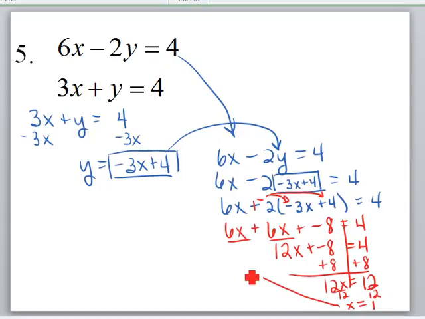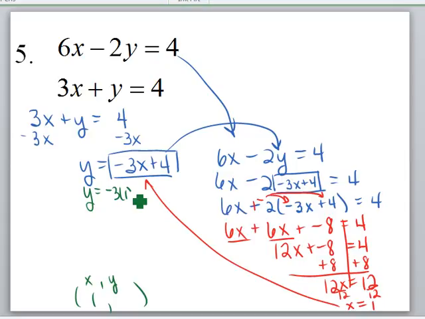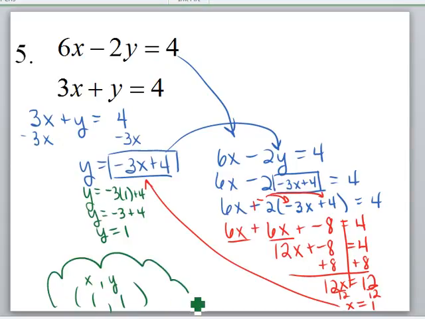Now what I need to do is take that and substitute it back in. My answer so far is x comma y, so it's 1 comma, let's figure out what y equals. So when I plug 1 in for x and I solve, I get y equals negative 3 plus 4, so y equals 1. So my answer ends up being 1, 1.